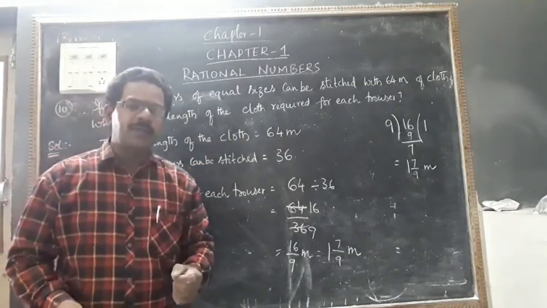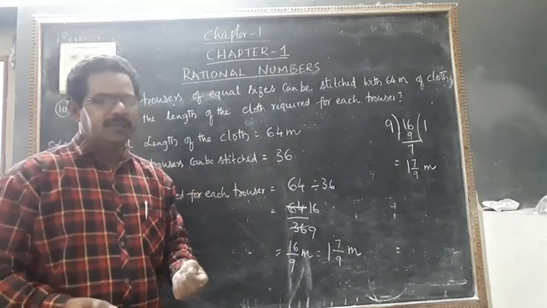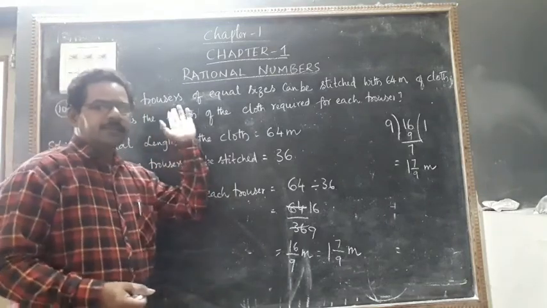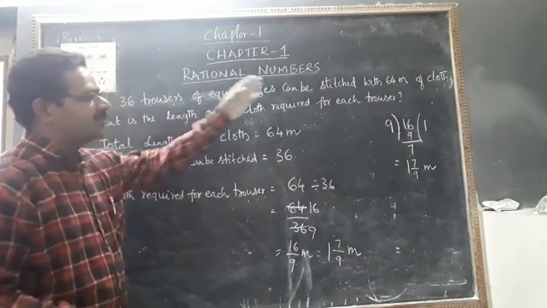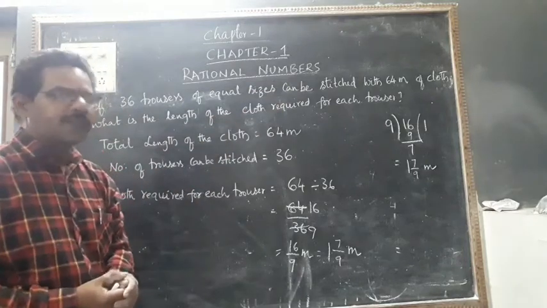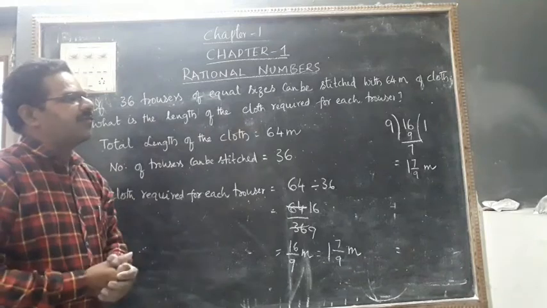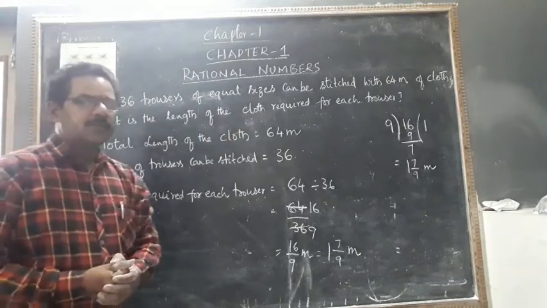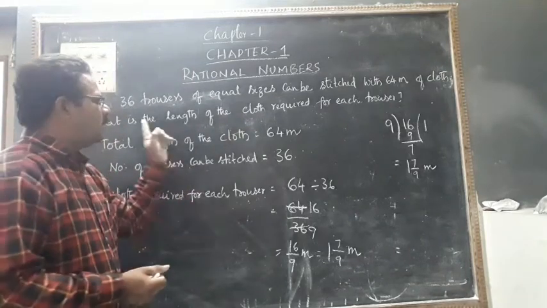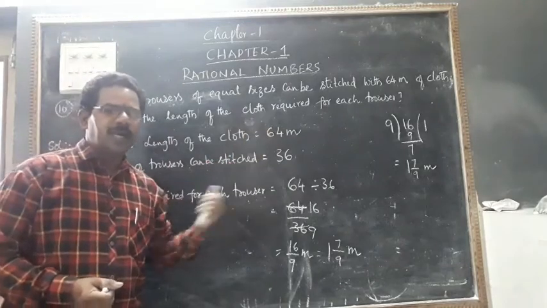Trouser, what is the meaning of trouser? It is nothing but pant. So full pant. 36 full pants can be stitched with the help of 64 meters of cloth. So, then what is the length of cloth required for each trouser? For one trouser, how much cloth is required? That we have to find out.